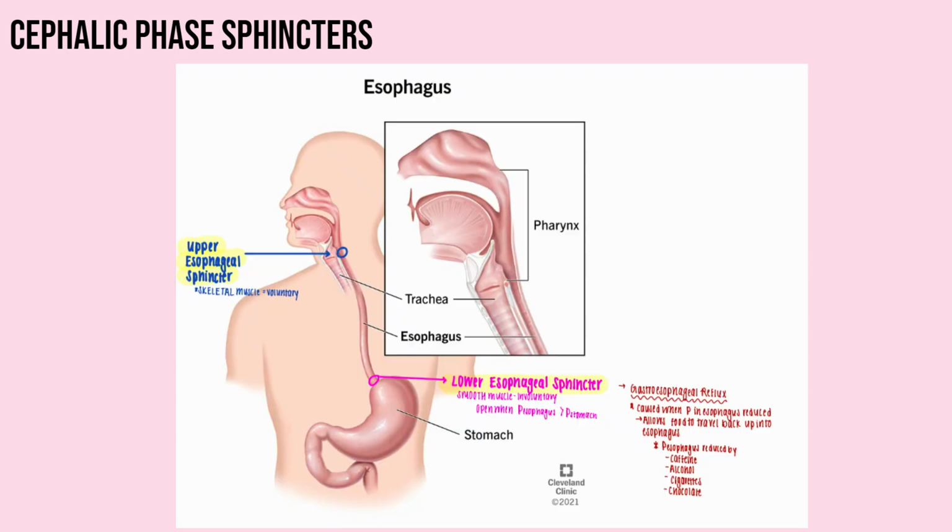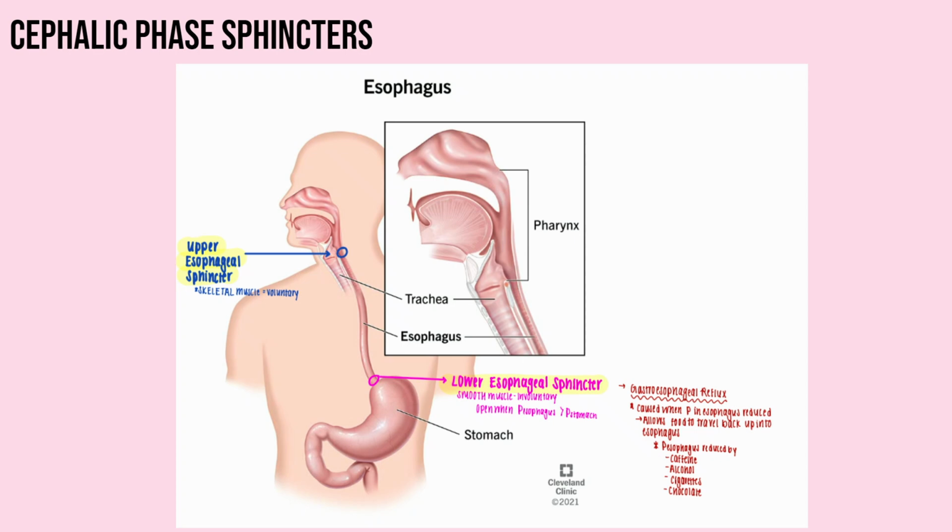Okay, so I was going to draw this, but I think I'll save the drawing for more complex concepts later. But I just wanted to emphasize where the upper esophageal sphincter is, between your mouth and your esophagus, and how it is voluntary and made of skeletal muscle, and then how the lower one is involuntary.